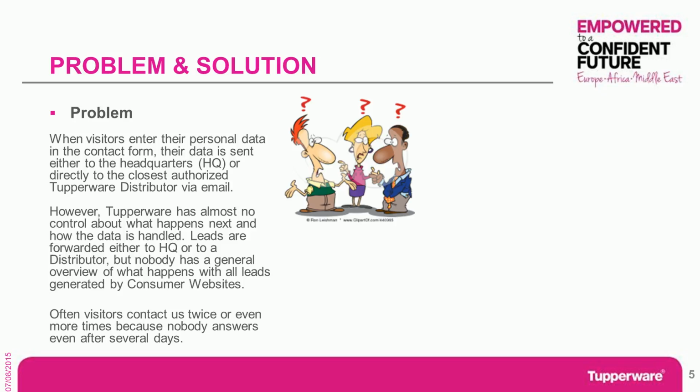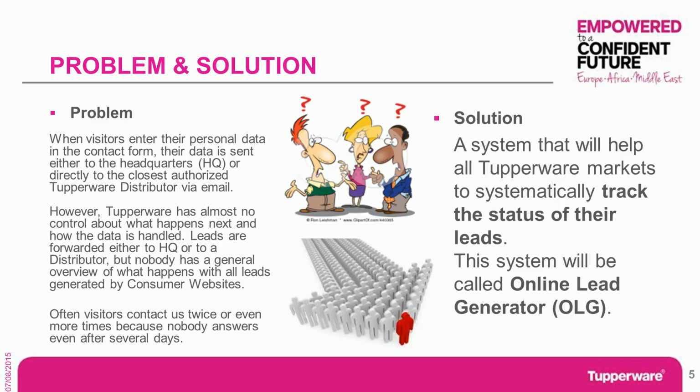So for this reason, we are working on this system that we call the online lead generator, and this system should be able to track the status of each lead. This system will be called online lead generator, or OLG, as I said before. And as I just said, we would like to track the status of each lead.